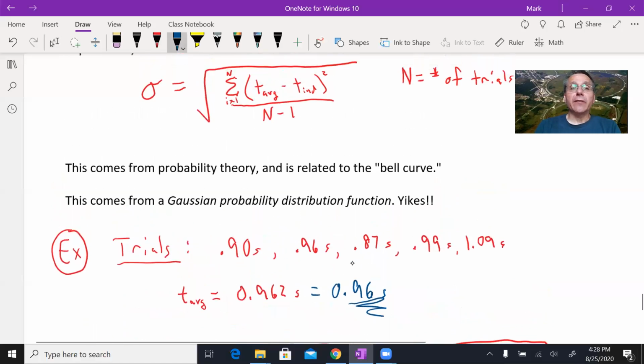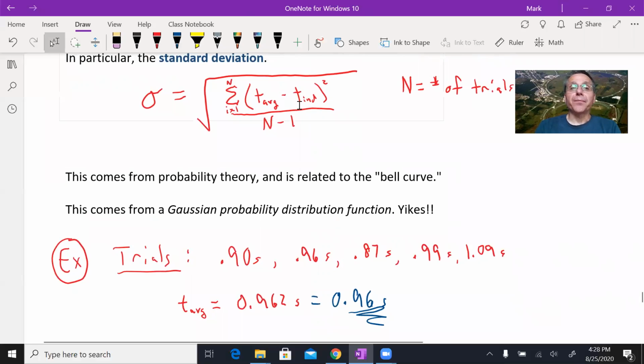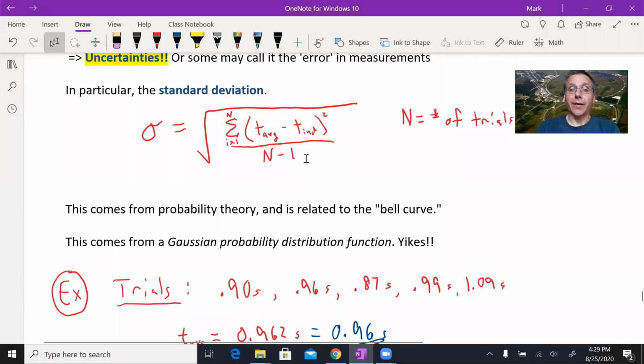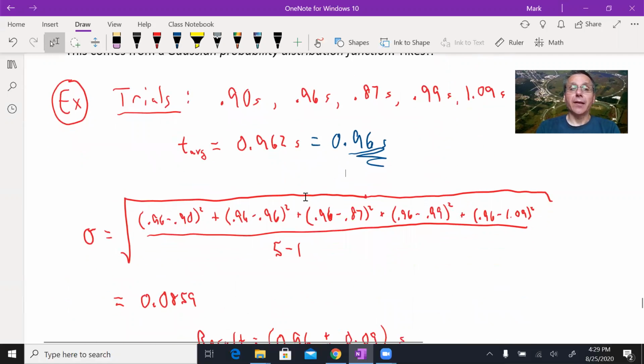Now, according to this definition of standard deviation, I want to take this average, 0.96 seconds, and find the difference with each of the 5 individual measurements, the trials that we have, and then square that number. The summation symbol here tells us we're going to add all of those numbers together on top in your numerator. This is what it would look like if you wrote it out.